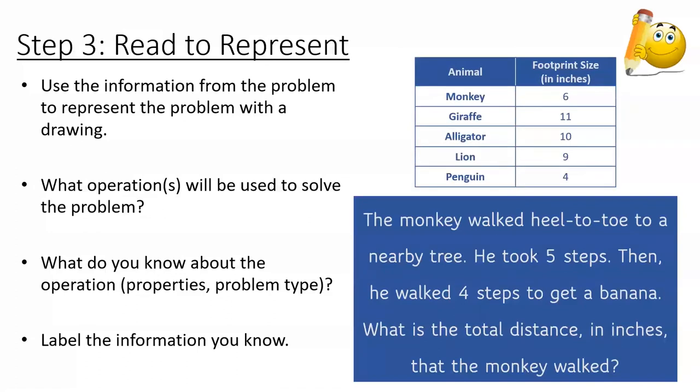The monkey walked heel to toe to a nearby tree. He took 5 steps. Then he walked 4 steps to get a banana. What is the total distance in inches that the monkey walked? We will use the details we underlined and circled in step two to help us represent this problem.